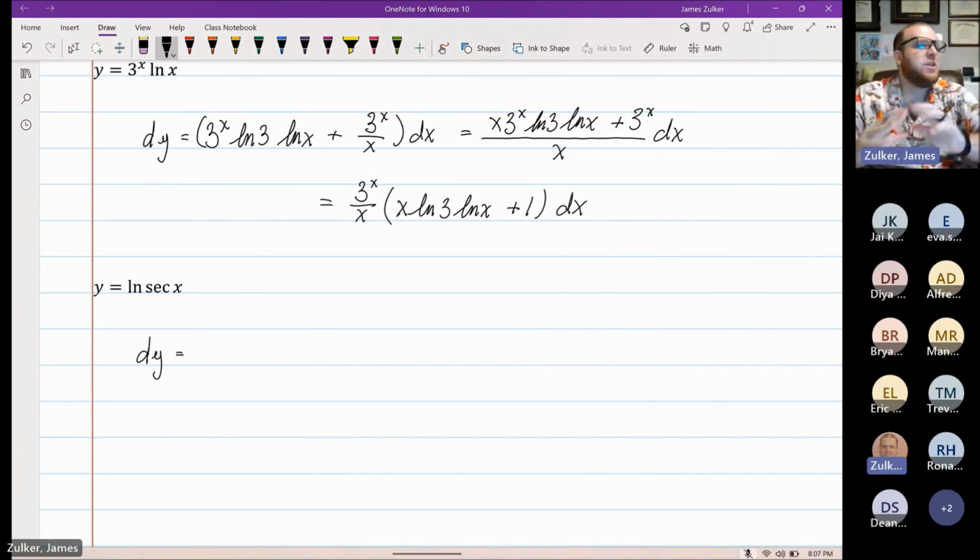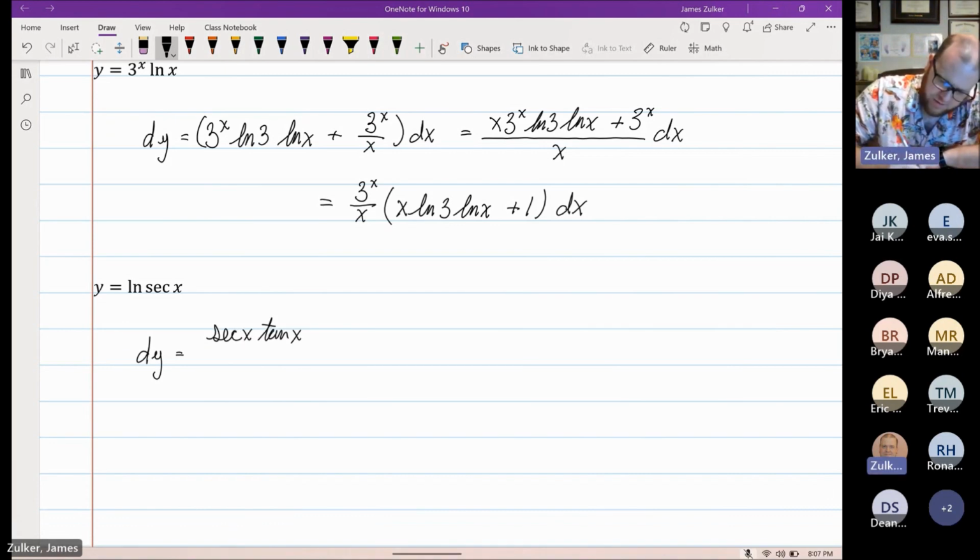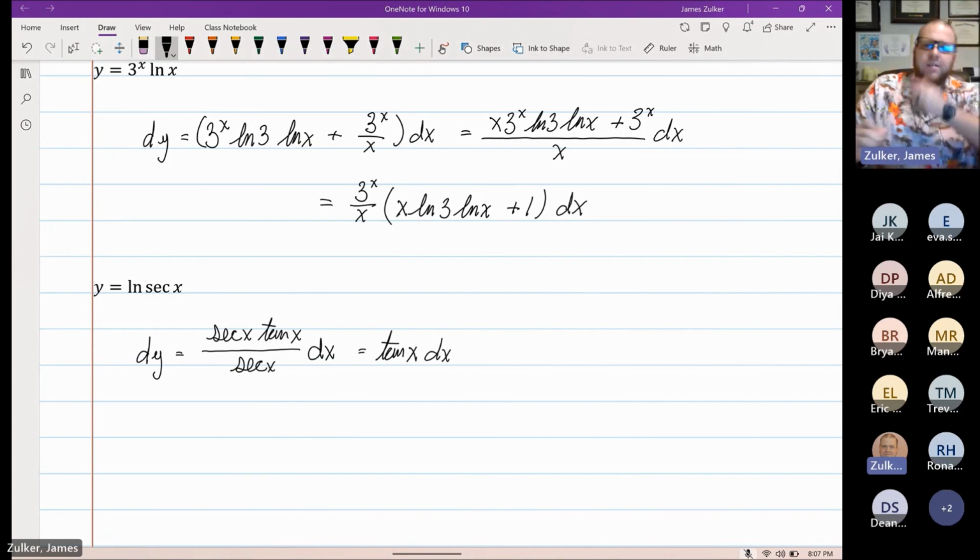Derivative of a natural log, right? So the derivative of natural log of u is u prime over u. We get tangent x dx.